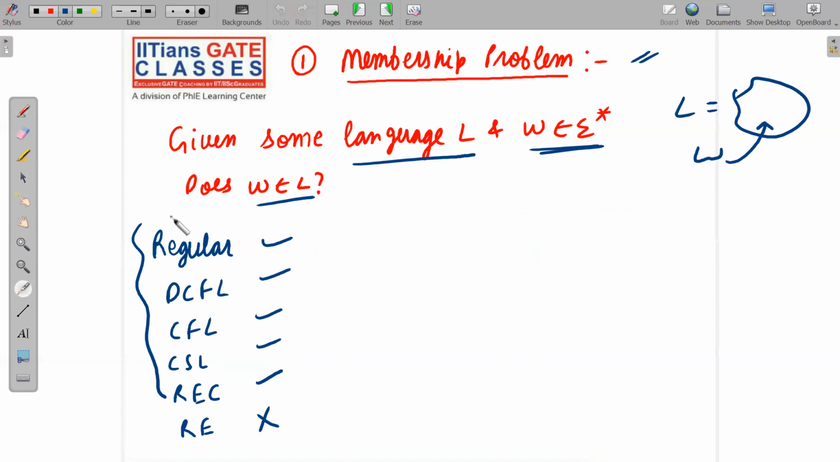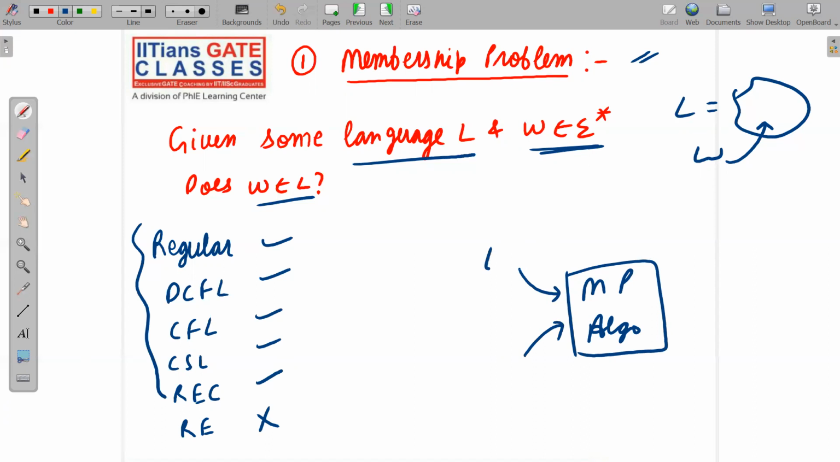Sorry for that. See, decidable means there is an algorithm. But this language may be infinite also. So how will you give an infinite language to an algorithm? What the membership problem means is, see, the MP algo, the membership algorithm. To this membership algorithm, I will give two things: first is L and second is W. It will say yes if W belongs to L, and no if W does not belong to L.